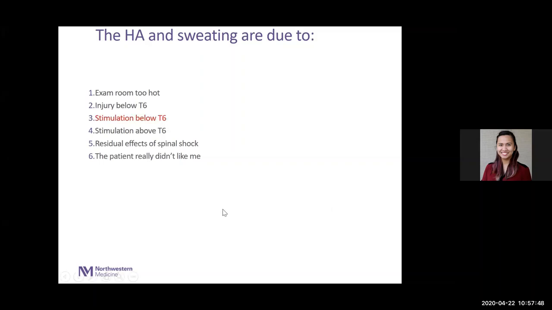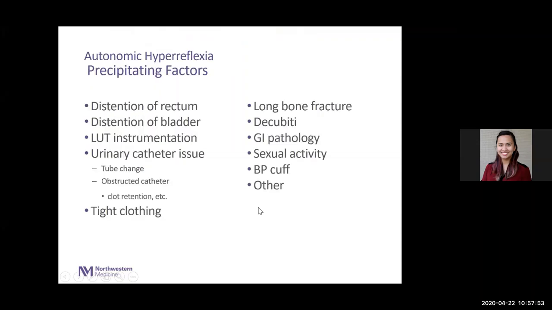I think this is a poll question. So the answer is stimulation below T6, right? So autonomic hyperreflexia, why does it happen? It's something you have to know if you're going to be doing urodynamics on these patients. These are the etiologies of it, but most commonly it's from the bladder, sometimes from the rectum, but most commonly from the bladder, an obstructed tube, needs to catheterize, that sort of thing.